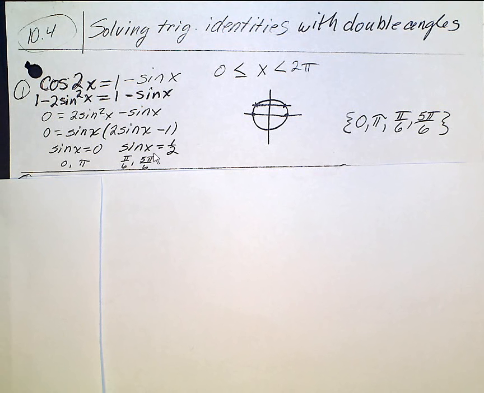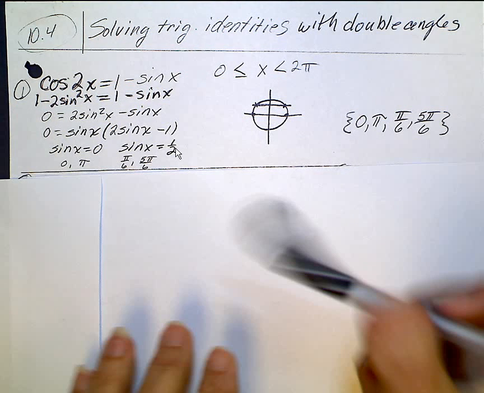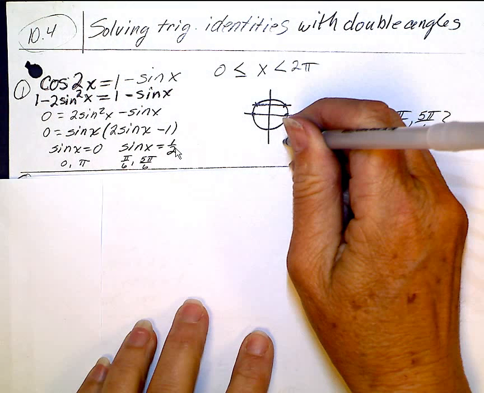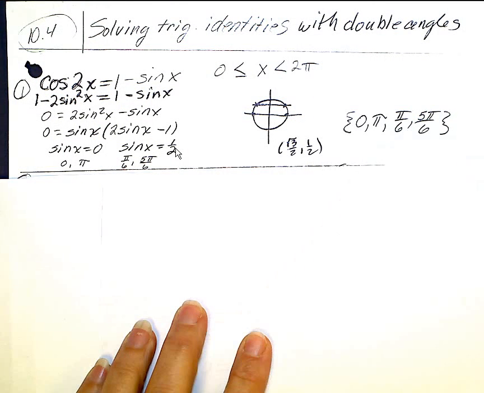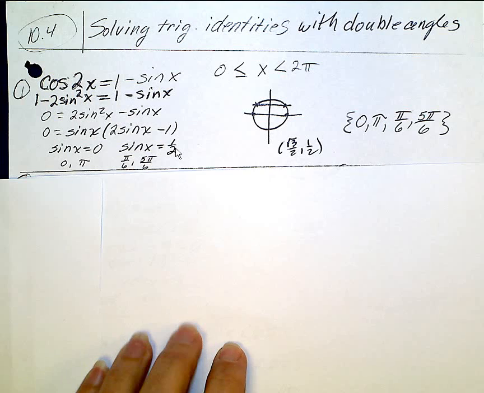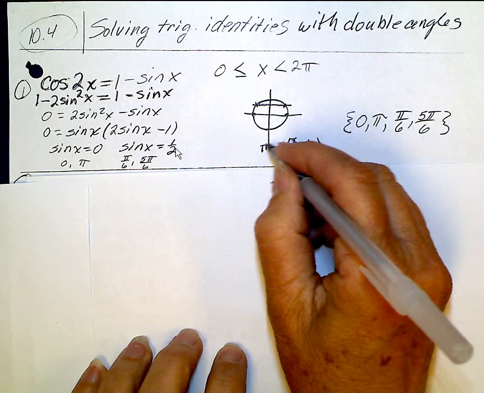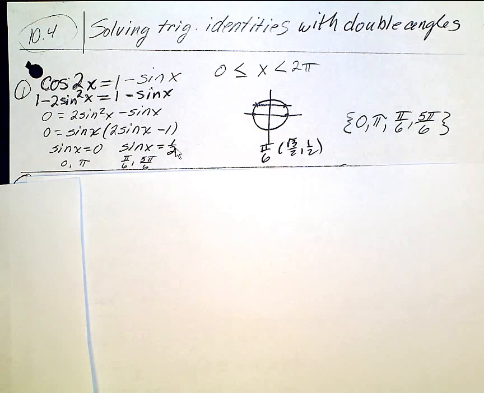All right, where does sine equal 1/2? Well, you'll have to remember that at radical 3 over 2, 1/2, the y value is 1/2, and that happens at your pi over 6's. So you want to remember that sine is positive in quadrants 1 and 2, so we're going to have it at pi over 6 and at 5 pi over 6. Okay, so that's a normal double angle one.